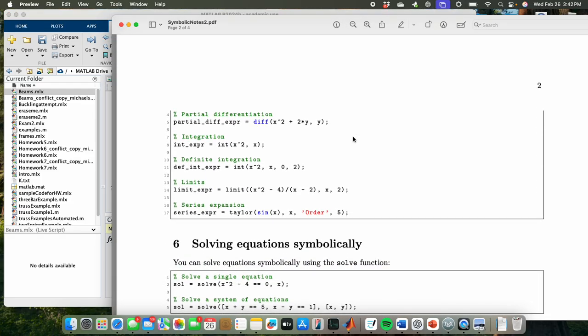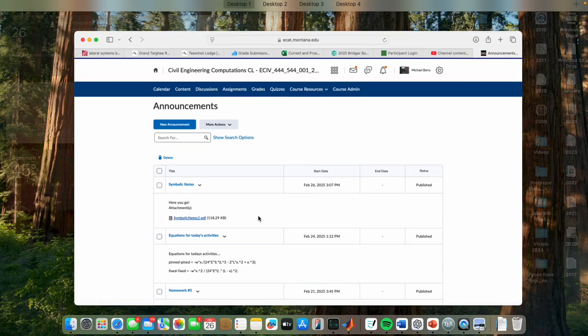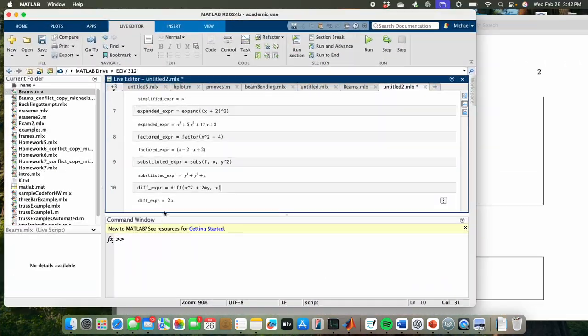Okay. Partial differential equations, right? You can take that same equation and do the partial differential equation of it. You could do integration. You can integrate. Same thing. Int is a command that's different depending on what you're looking at, right? And so then that'll do the integral. It should give us a constant, right? Constant of integration.